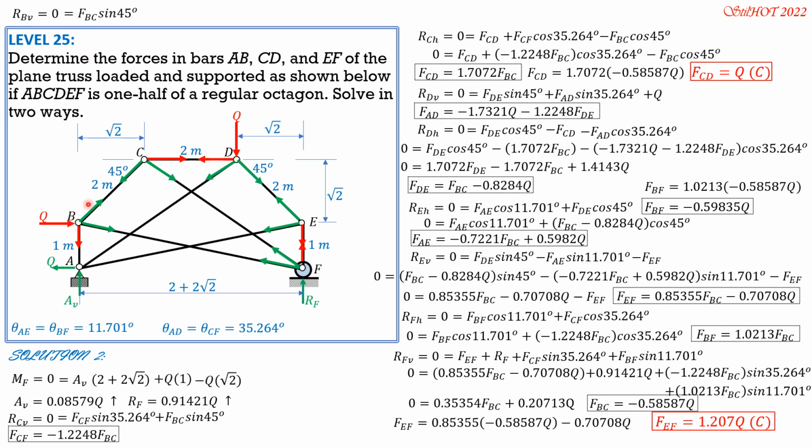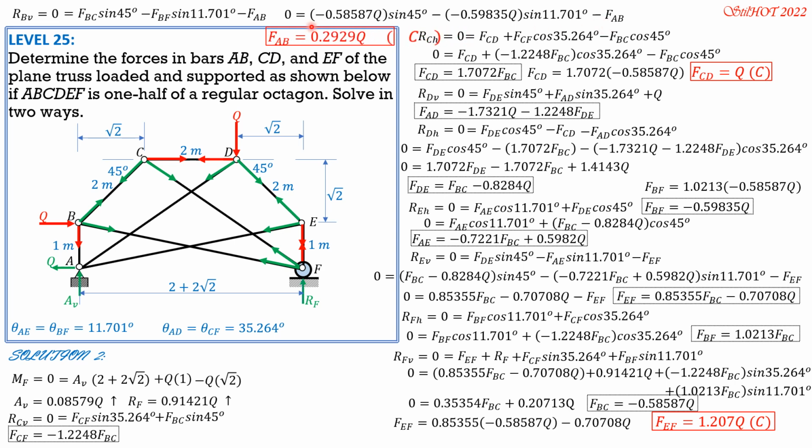So at B, RB vertical equals 0, because anyway these are in terms of Q already. So 0 equals FBC sine of 45, the vertical component of FBC, then minus FBF sine of 11.701 degrees, then minus FAB. Substitute FBC. So 0 equals quantity negative 0.5857 Q sine 45 minus FBF, which is quantity negative 0.59835 Q sine of 11.701 minus FAB.